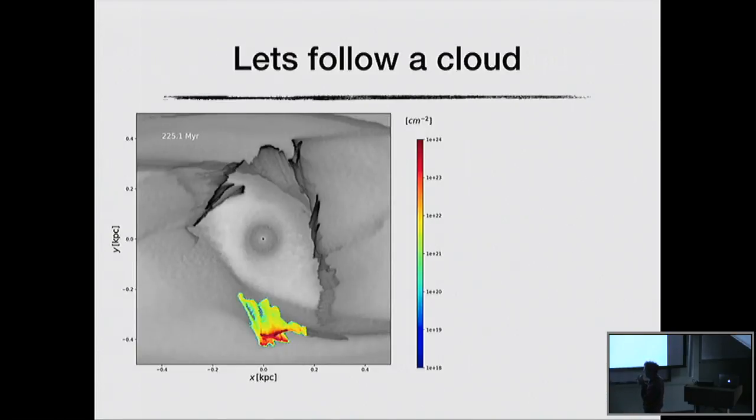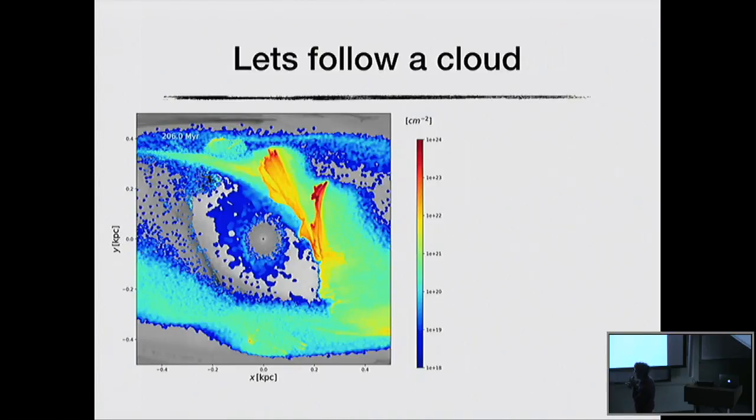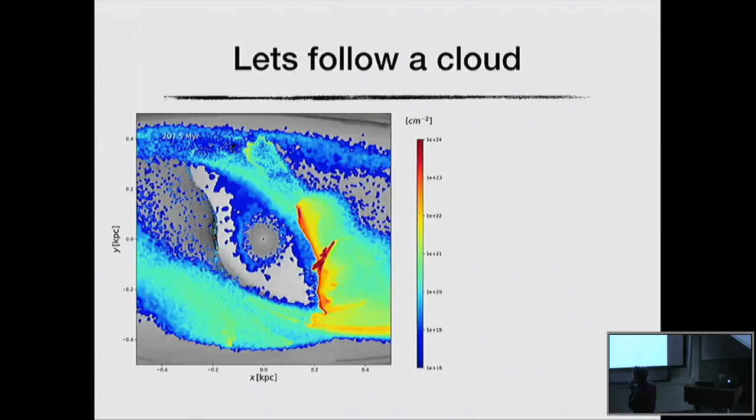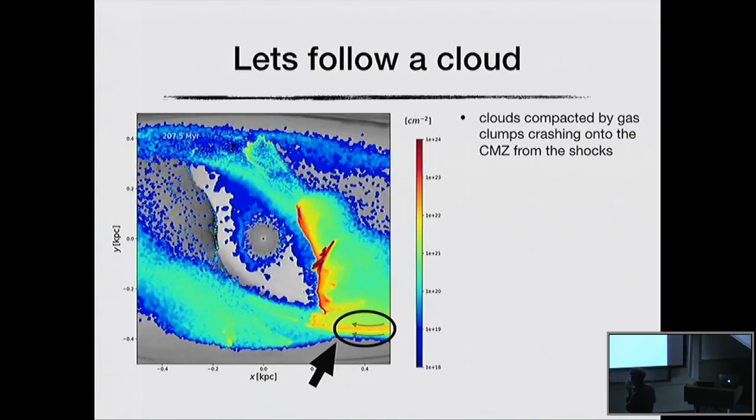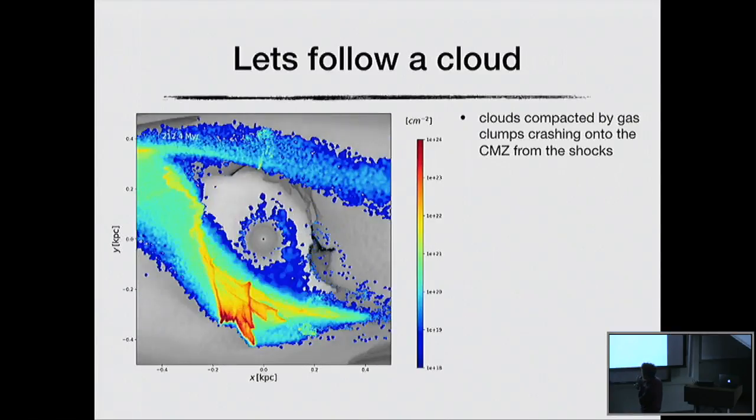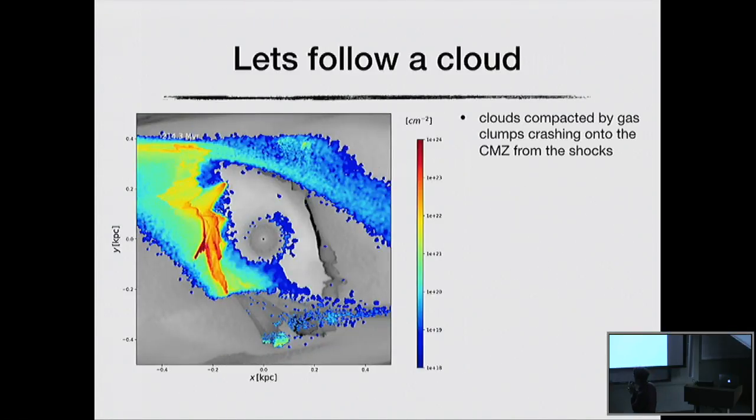To better understand what I'm talking about, let's select one of the cloud complexes inside the CMZ, and we rewind time now. This is where the gas that formed that cloud complex was about 40 million years ago. We see the major part of the central molecular zone was already formed, but there's a lot of gas that's coming in at later stages. As the cloud complex rotates around the central molecular zone, we have this gas accretion from the shocks that compacts and disrupts the cloud complexes during the passage at the apocenter.